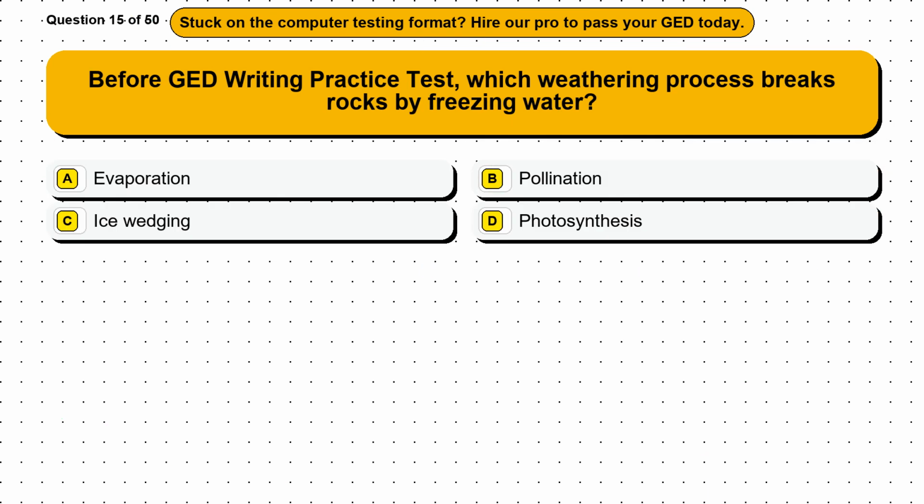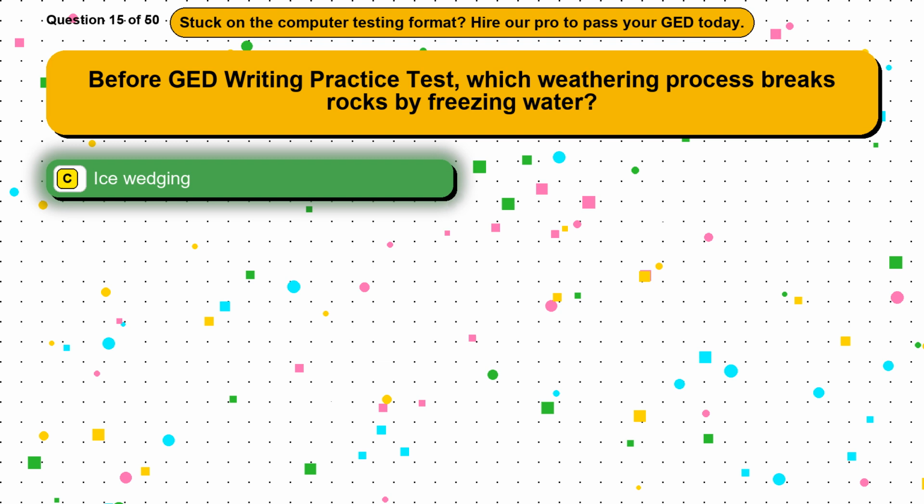Question 15. Before GED Writing Practice Test, which weathering process breaks rocks by freezing water? Option A, evaporation. Option B, pollination. Option C, ice wedging. Option D, photosynthesis. The correct answer is option C, ice wedging.